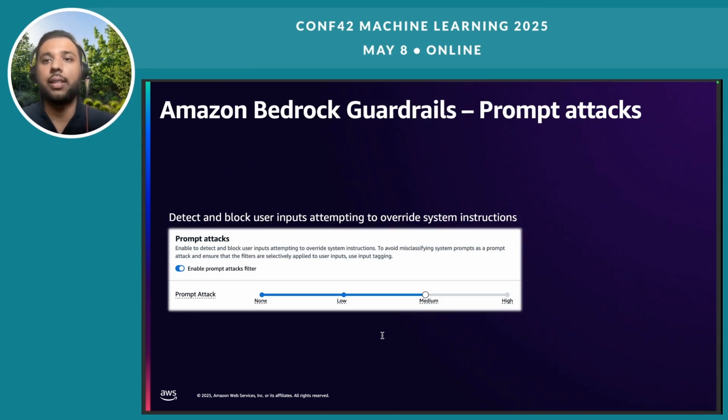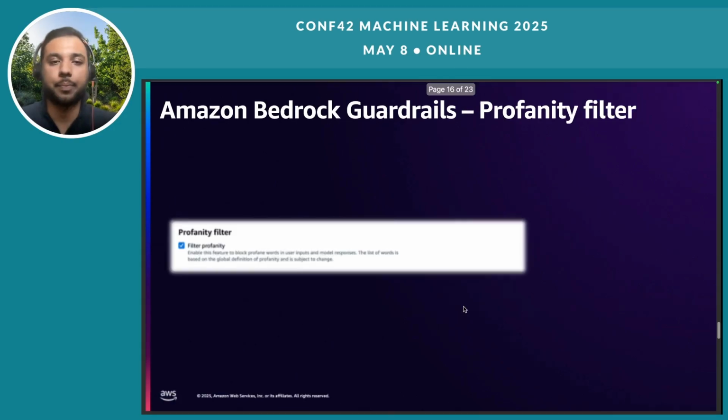The first one is prompt attacks. We know that prompt injections are one of the most widely known attacks since generative AI came into effect. We give you an option to detect and block user inputs that are attempting to override system instructions. As you can see, there is a slider which you can select, ranging from none to high, which basically protects your system from prompt injection kind of attacks.